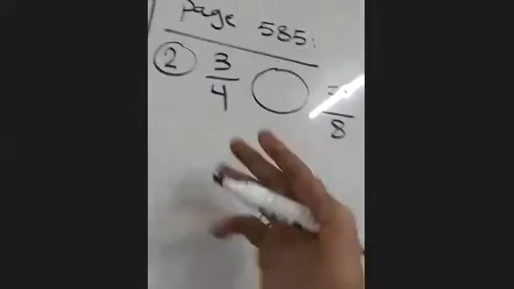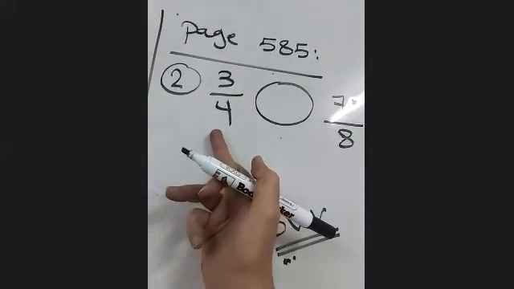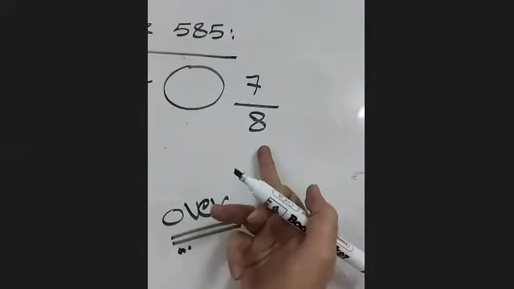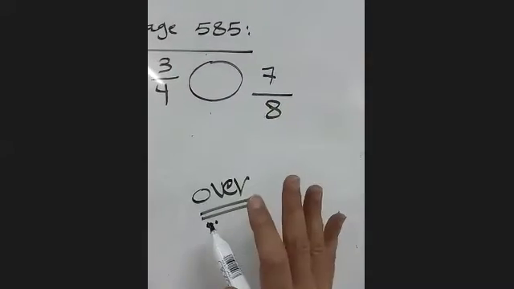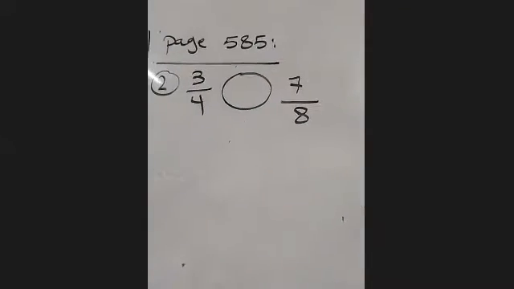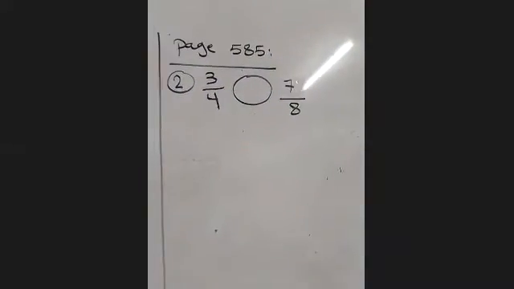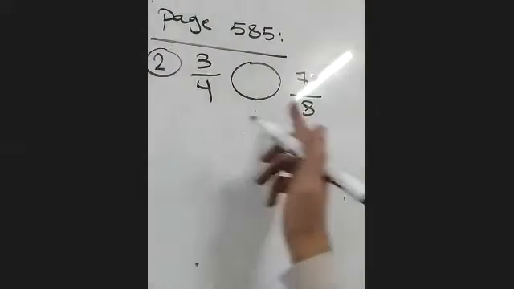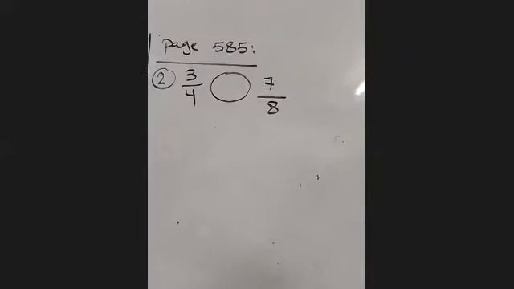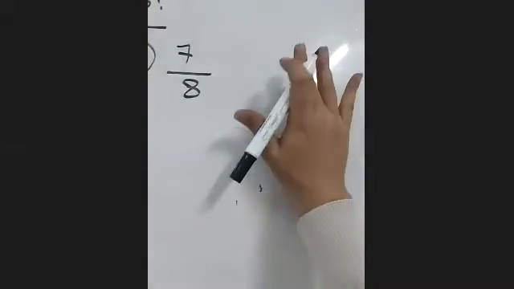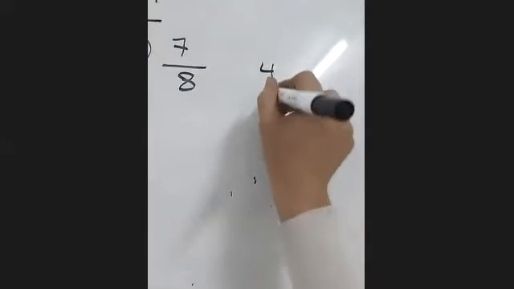Focus. Read this. 3/4. Here, 7/8. Did we understand how we read the fractions? Yes. Now, can I compare like this? No. Why? Because we have different numbers. Good. What will I do now? I will take the 4 and the 8 here beside the question, and I find what?